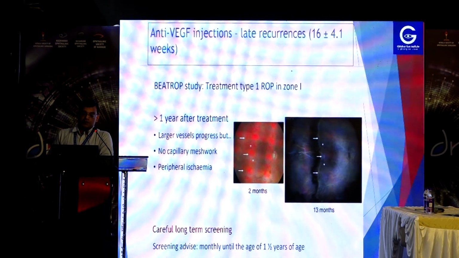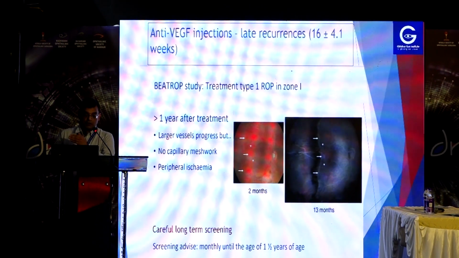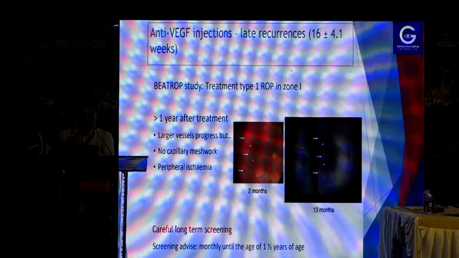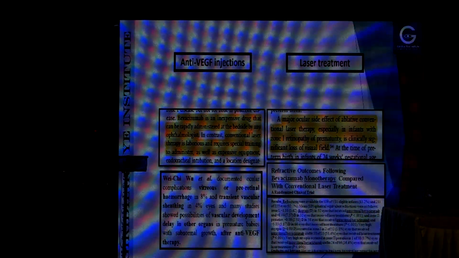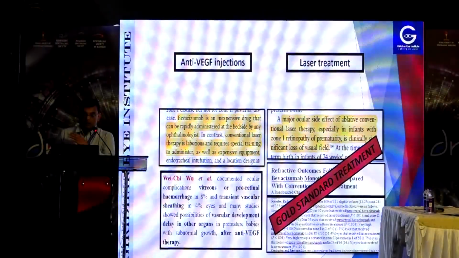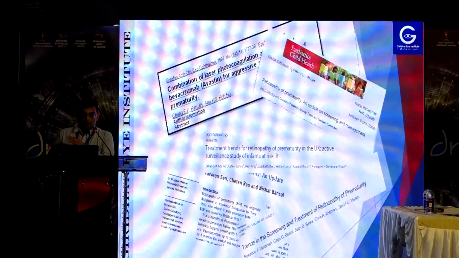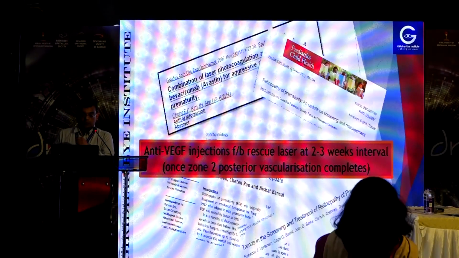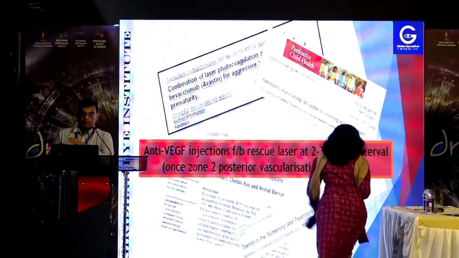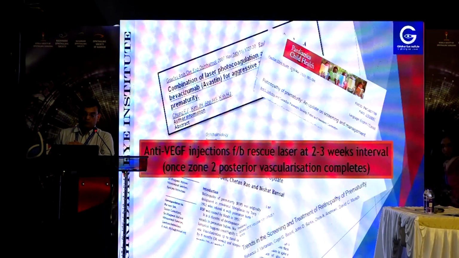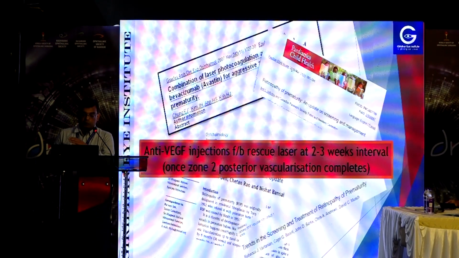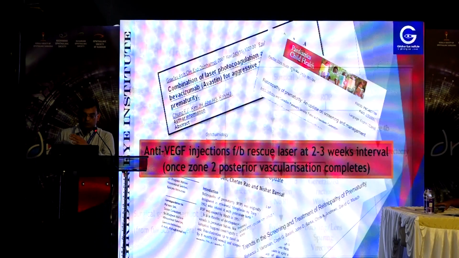The major problem of anti-VEGF is that it can have later recurrences. BEAT-ROP showed that it can be by 16 weeks, but it can show as late as 1 year also. So very close, careful, long-term screening and follow-up is necessary, especially after injection. Laser treatment is still the gold standard treatment for ROP. If you know the laser, it is the best treatment, especially for zone 2 ROP. Still, as per our current guidelines, most doctors follow anti-VEGF followed by laser treatment as a rescue treatment 2 to 3 weeks after, once zone 2 posterior vascularizes, to save the maximum part of the posterior retina.